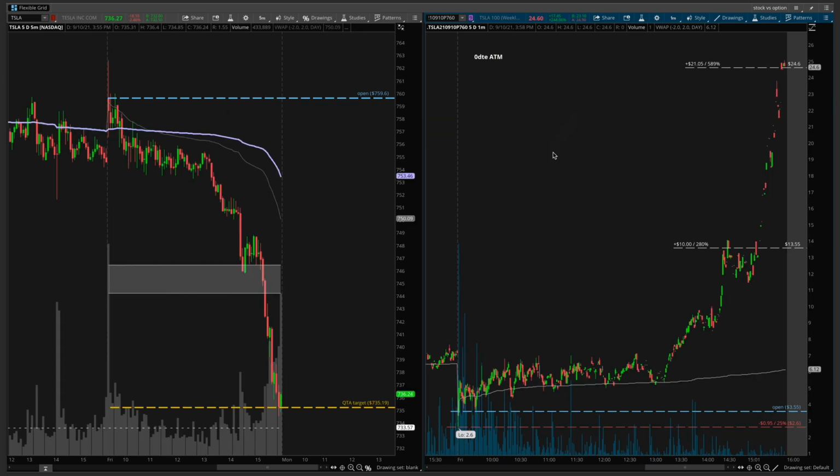Now we have Tesla. Tesla was the exciting one, I have to say, because it opened again pretty much at 760. The algo said the target was 735 for today. You guys can already see the price action. This blew my mind. I was in disbelief the entire time.